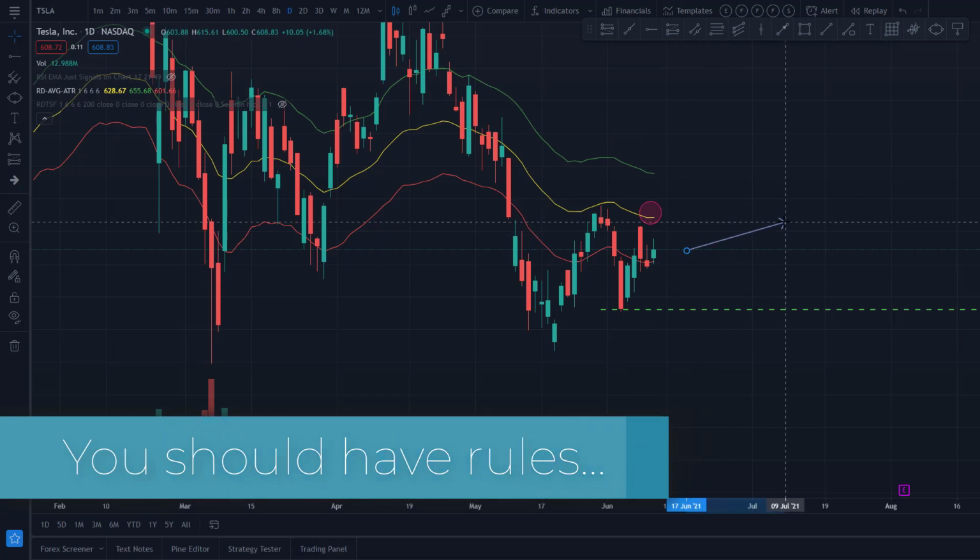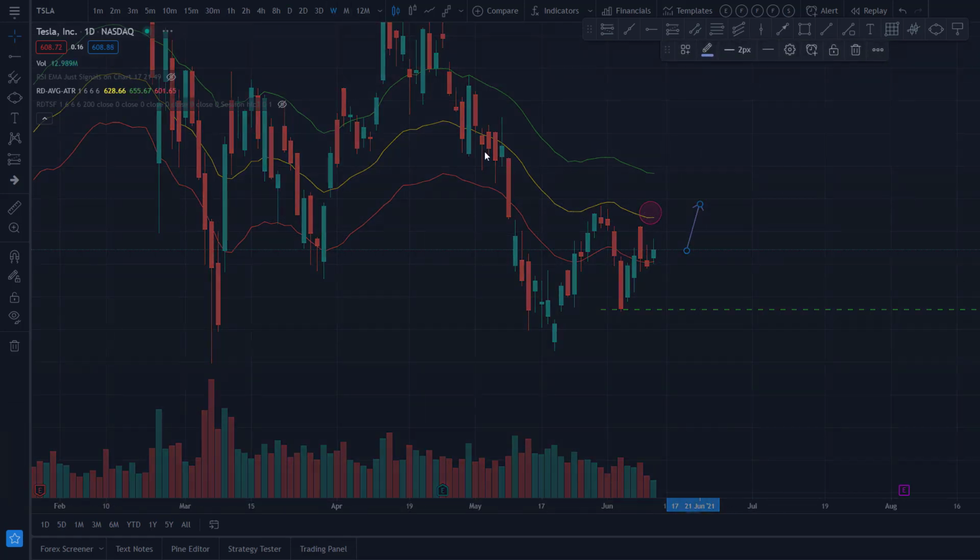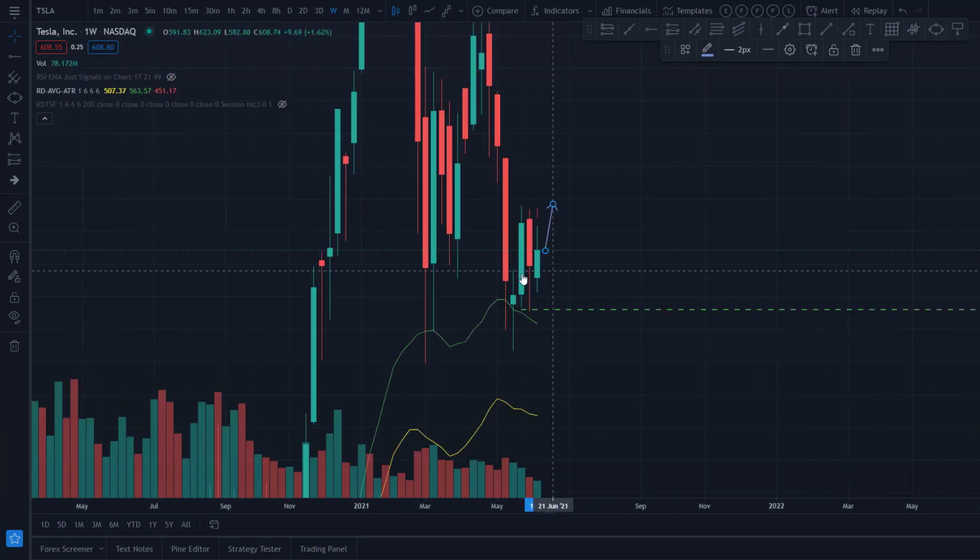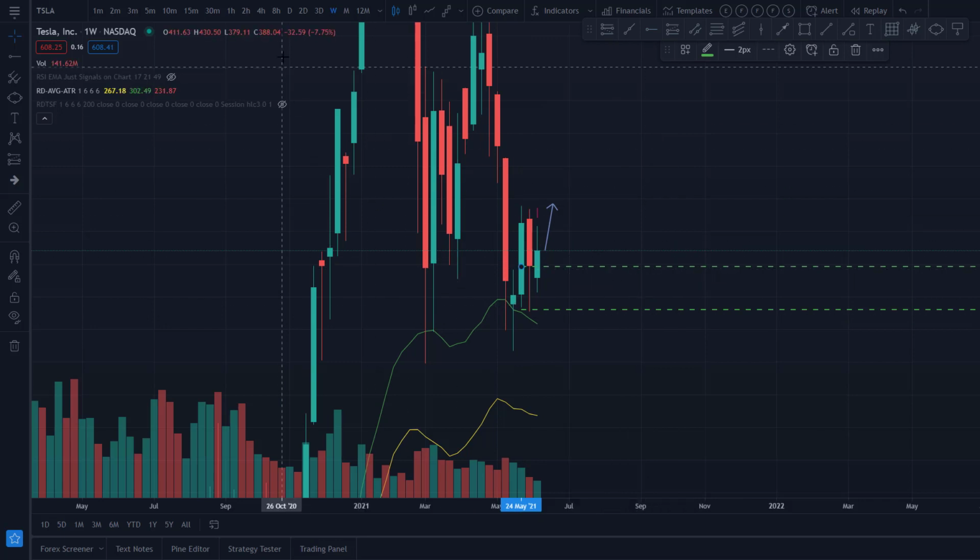Does it want to test? Let's look at the week. Here we have the previous week close. So it's already closed above the previous week, and it's closed above this week. So you could look at this here. It's another rule you could create, or another way you could start thinking about the market.